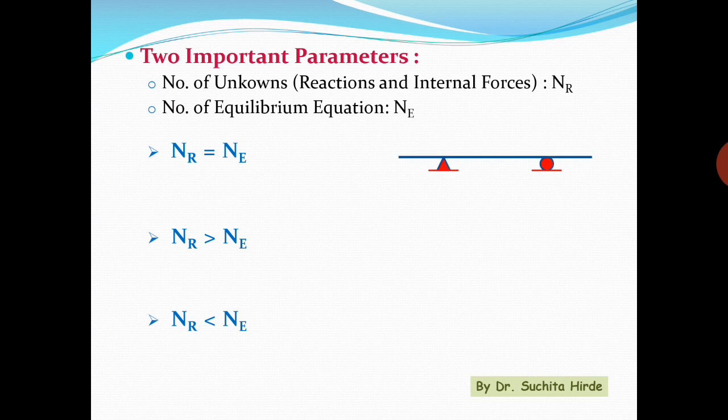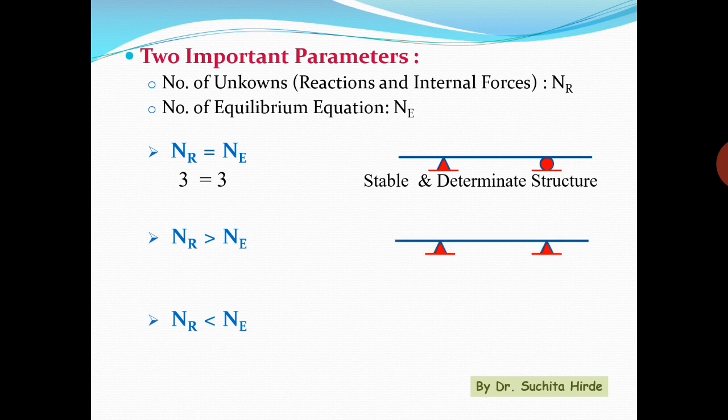In this case, suppose we consider one beam with one hinge support and one roller support. You know that at a hinge support there are two reactions and at a roller support there is one reaction. So here the total number of reactions is 3 and we have 3 equilibrium equations. So the number of reactions is equal to the number of equations. So this structure is a stable structure and is called a determinate structure. A determinate structure is also called an isostatic structure.